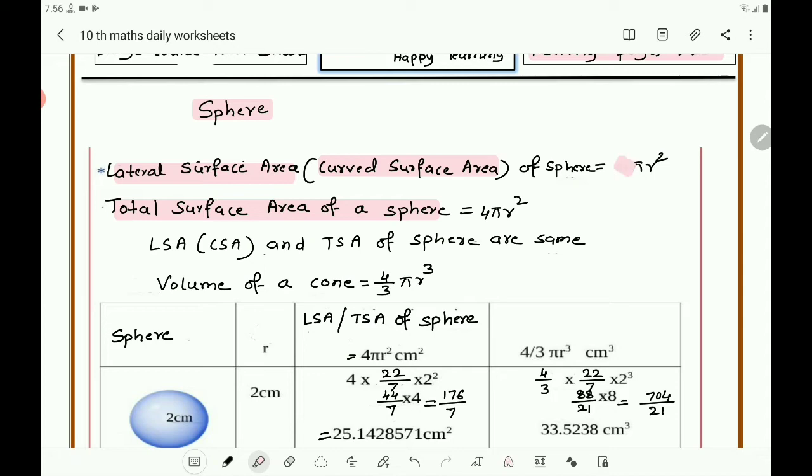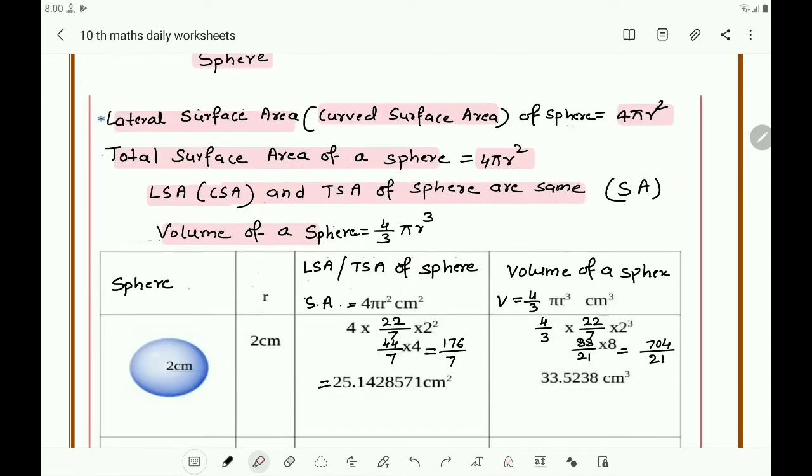And LSA is 4πr², TSA is also 4πr². So LSA, CSA and TSA of a sphere are the same. Then about the volume of a sphere. What is the formula to find the volume of a sphere? Volume of a sphere equals 4 by 3 pi r cube.